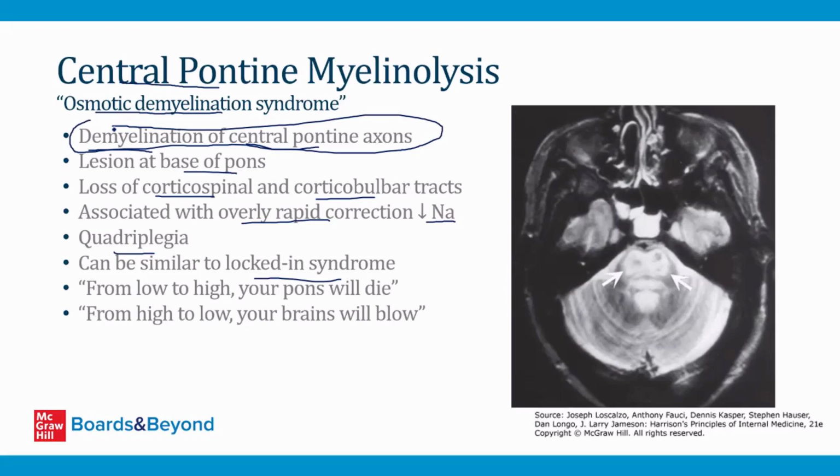but there's a mnemonic that students use to remember this condition, and that mnemonic says, "From low to high, your pons will die." And this is to remind you that if you too quickly correct low sodium to high sodium, you can damage the pons. Along with this mnemonic is the line, "From high to low, your brains will blow." And this is a reminder that if you over rapidly correct hypernatremia, you can lead to cerebral edema. And once again, I talk about all this in a lot more detail in the sodium videos in the renal section.